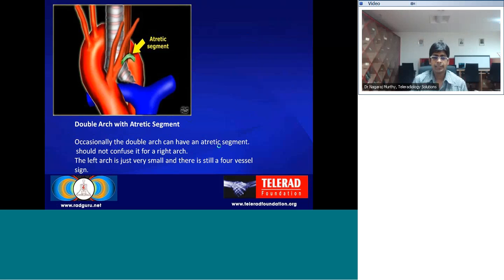The other type is the double arch with aortic segment. Part of the left arch is very small. However, in this there will still be a four vessel sign. You can be confused for right aortic arch.